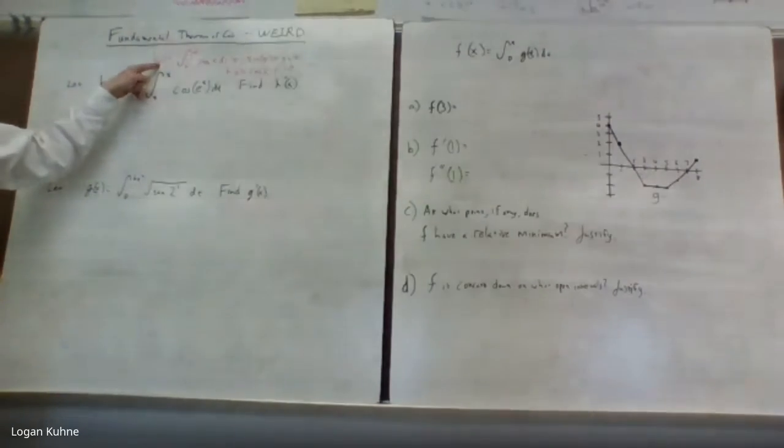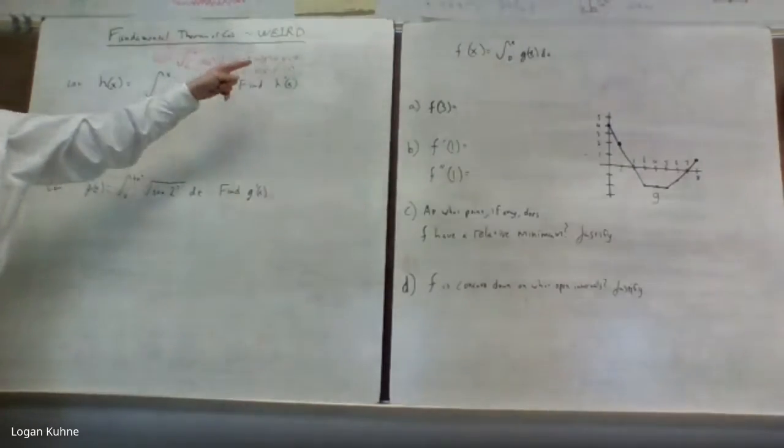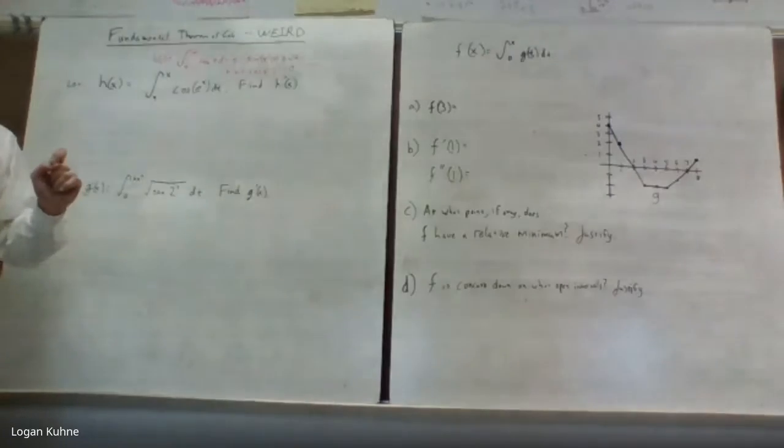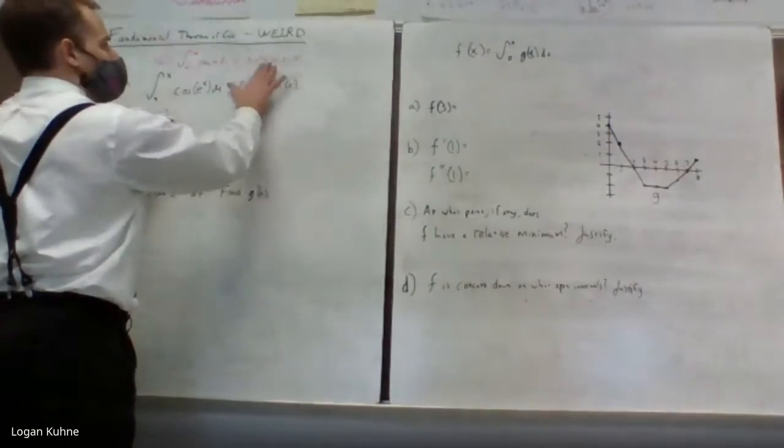H of x is this. H prime is cosine. That's just the original function, isn't it? So that's an easier version of this. Let's try it with this.